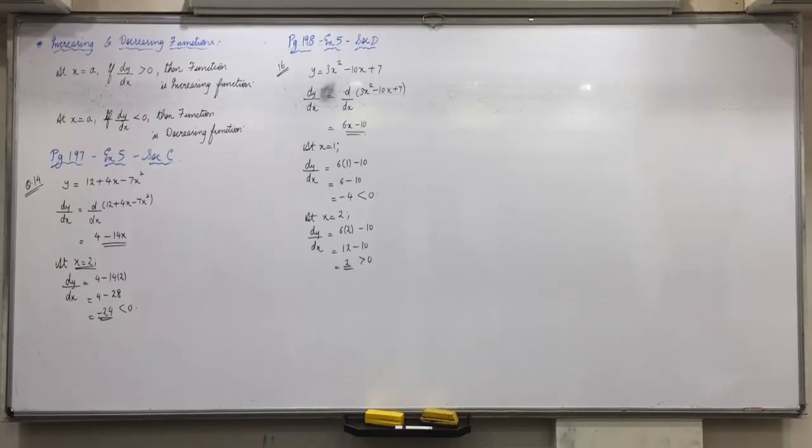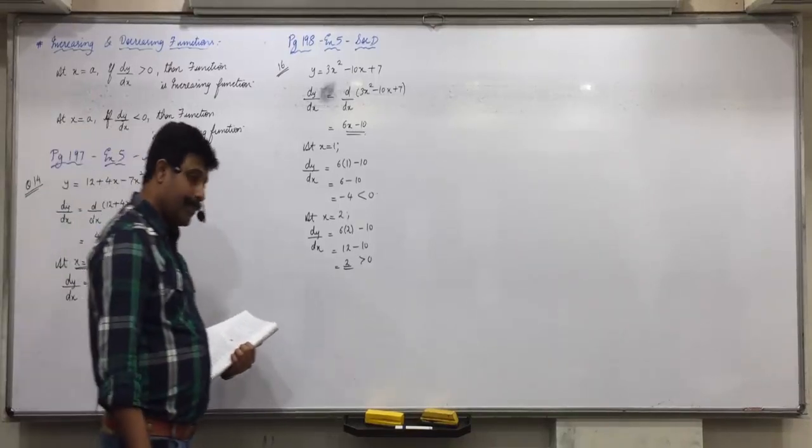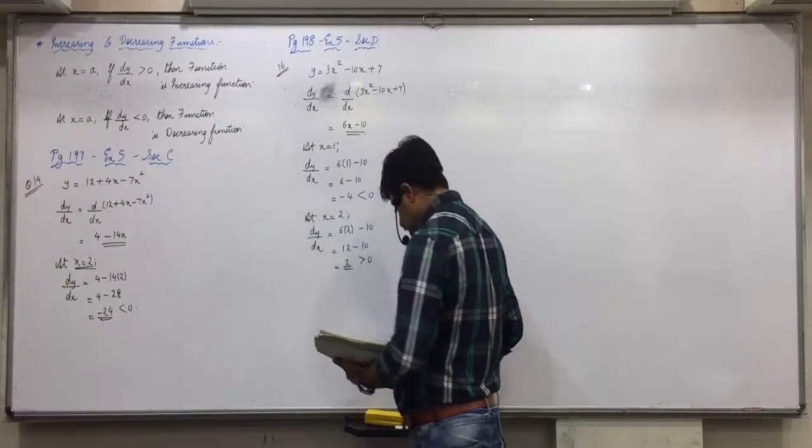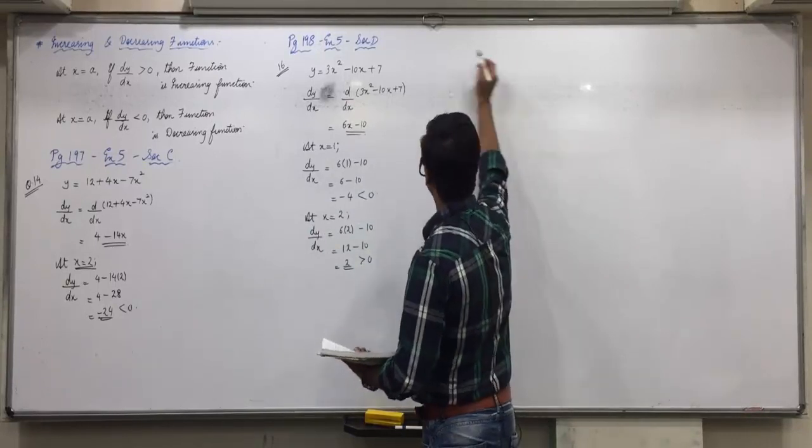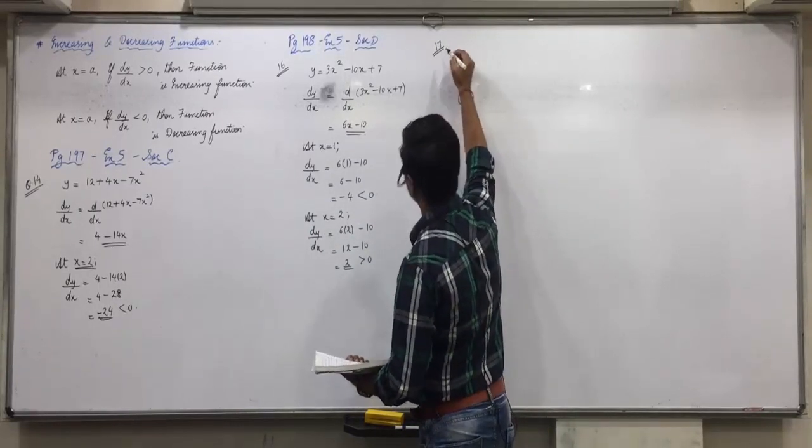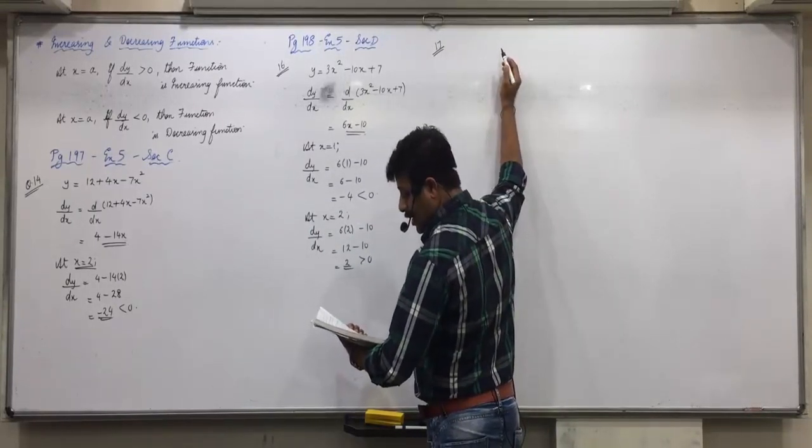Thus at x equals 1, the function is decreasing, and at x equals 2, the function is increasing. Did you understand this, everyone?